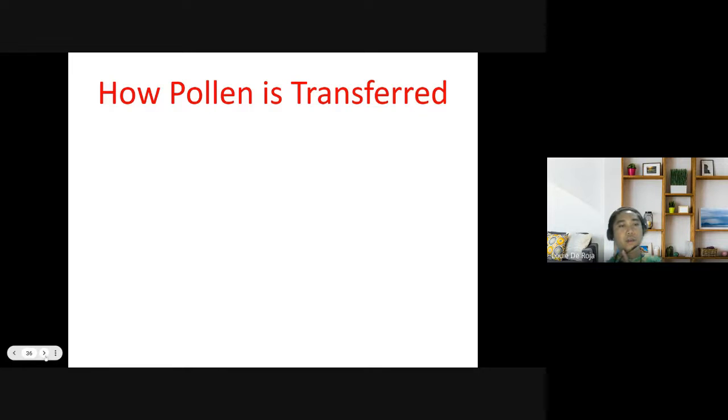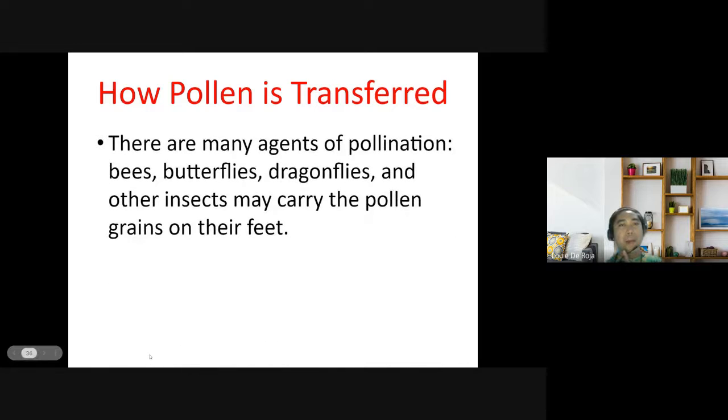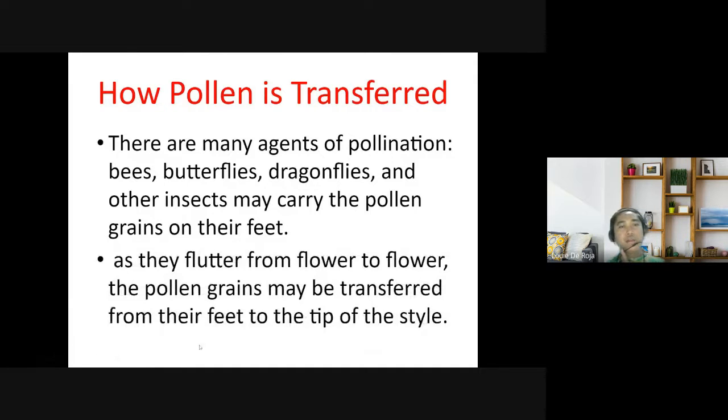How is pollen transferred? Napapa-F ako dun sa letter P, sorry po. How is pollen transferred? There are many agents of pollination. Bees, butterflies, dragonflies, and other insects may carry the pollen grains on their feet. As they flutter from flower to flower, the pollen grains may be transferred from their feet to the tip of the stem.